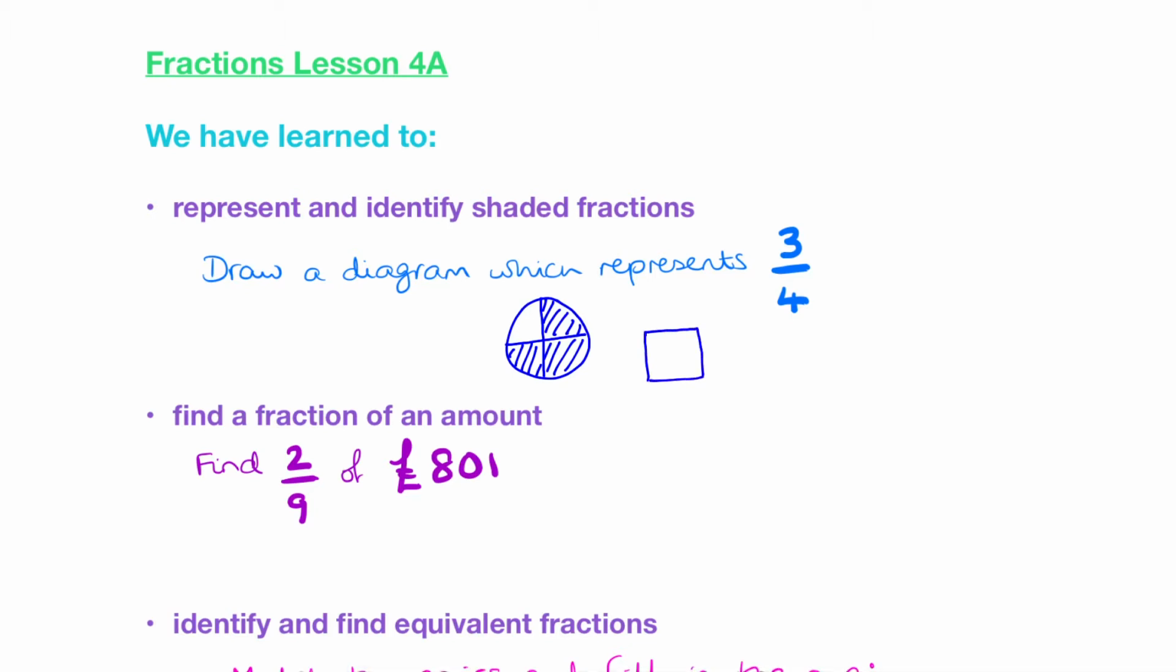We could have drawn a rectangle or a square and split the quarters like that and shaded 3 of them. Or we could have drawn the same rectangle or square and split it like this and shaded 3 of those. Or, again, if we'd drawn a rectangle or square, we could have drawn corner to corner to split it into 4 equal pieces and choose 3 of them. So you might have a different shape to that, but as long as your shape is split into 4 equal pieces and 3 of them are coloured in, then your diagram does represent 3/4.